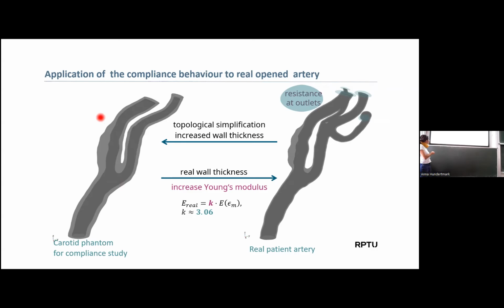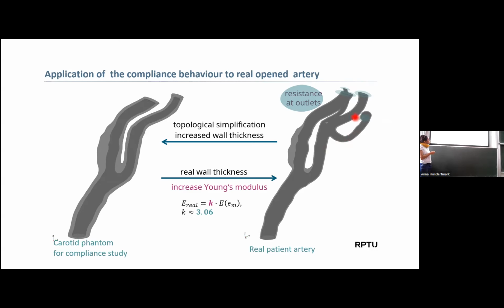And now, having this information for the volume change in our phantom, which is some kind of artificial situation, we try to translate it to the real situation. In the real situation, the artery is thinner, the walls are thinner. We have a lot of outlets, and the outlets are opened. So we have outlet boundary conditions. So what to do with that? Okay, what to do in order to obtain the same pressure-volume behavior in this physically different real situation?